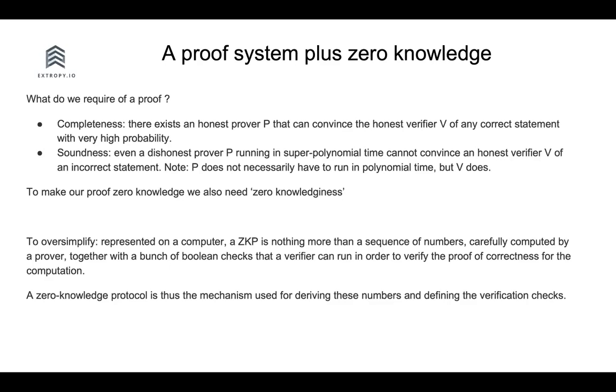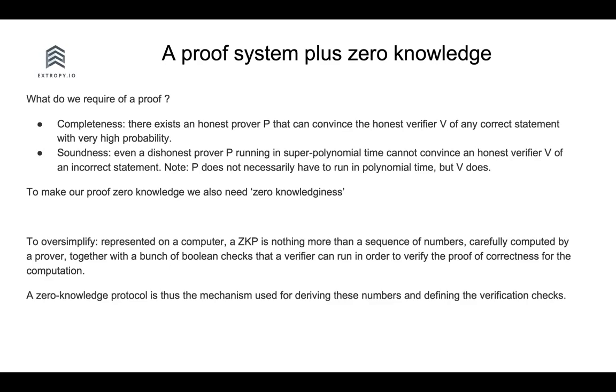And then the second aspect is the one of soundness, and this is really, I guess, looking from the other aspect: that if there is a false proof, so if we have, say, a dishonest prover, they will not be able to convince an honest verifier of an incorrect statement or an incorrect proof.